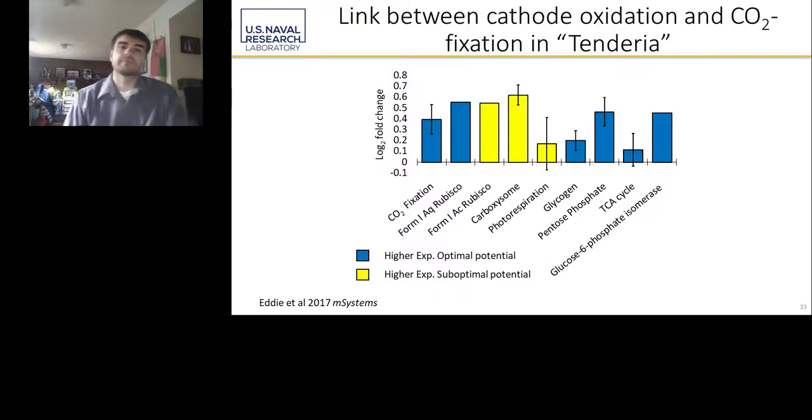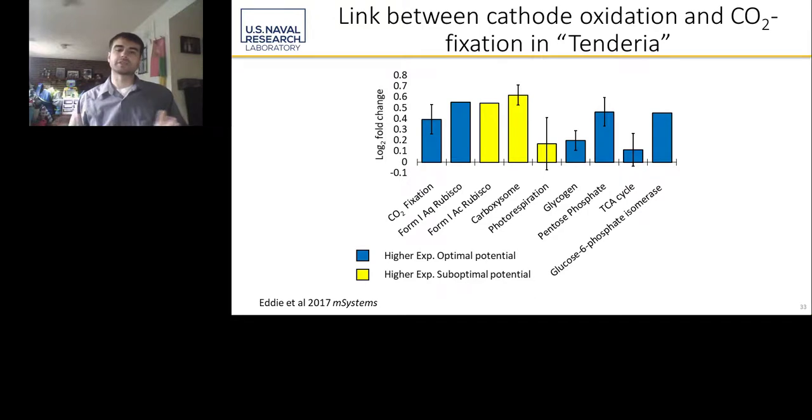If we focus in still on Tenderia here, we're looking at the individual protein complexes and groups of genes that perform a specific type of metabolism. And one of the things that came out of this is that if we look at the CO2 fixation genes in particular, one of the things we see is when there's more energy available, so when we have them at the optimal potential, then we see a higher relative abundance of the genes for CO2 fixation.